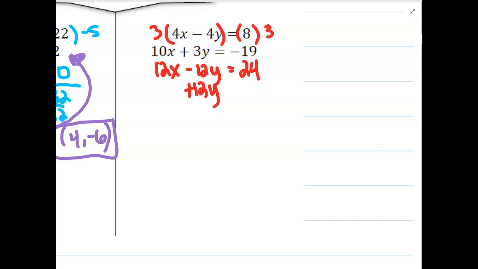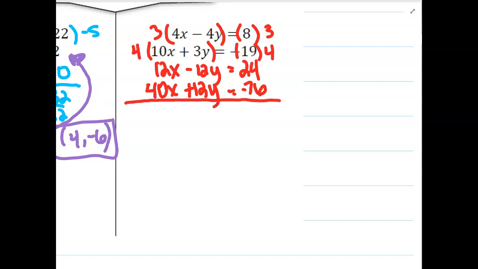Now the second equation, I want to go from a 3y to a 12y. What would you multiply by to get from 3 to 12? 4. So we're going to multiply both sides of that second equation by 4. So 4 times 10x gives me 40x. My 4 times 3y, there's my 12y. And then negative 19 times 4 gives me negative 76.